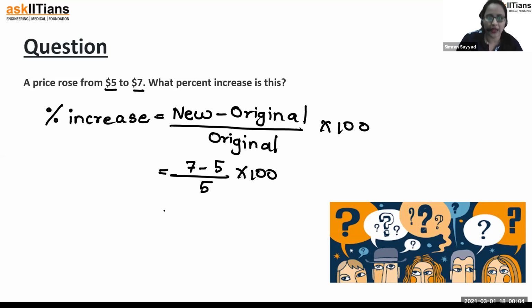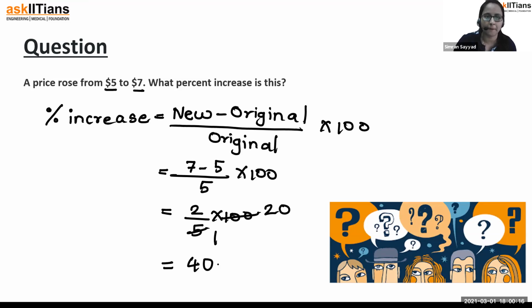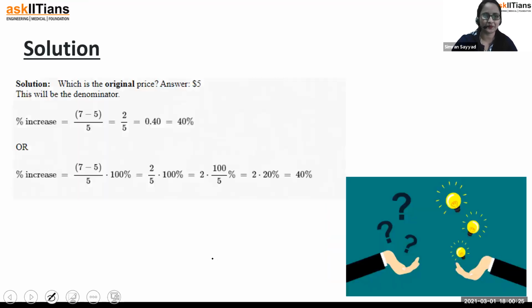So first you have to calculate this. So it's 2 upon 5 into 100. Now this part is nothing but ratio to percentage. So 5 ones are 5 and 5 twos are 10, so your answer is nothing but 40%. Yes, so by how many percent did it increase? It increased by 40%. Okay, understood?